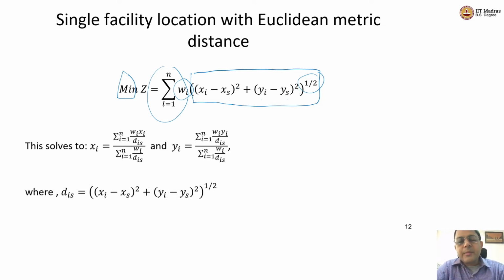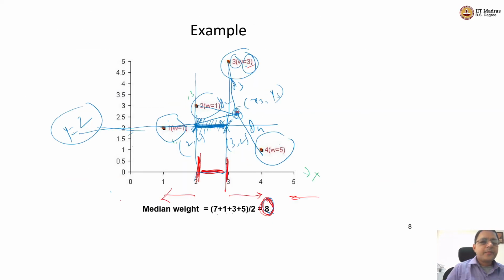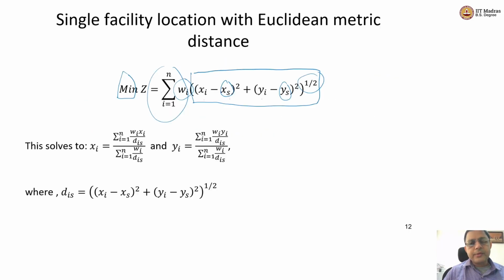This problem is slightly more complicated. First of all, I cannot separate the x problem from the y problem. I have to solve them together. When I am trying to solve for xs, remember what the decision variables are: xs and ys. Those are the coordinates of the service facility that I do not know. Where are xs and ys? I don't know. Whereas x1, y1, x2, y2, x3, y3, x4, y4, I know. The weights w1, w2, w3, w4 I also know. So wi, xi and yi are known; xs and ys are not known.